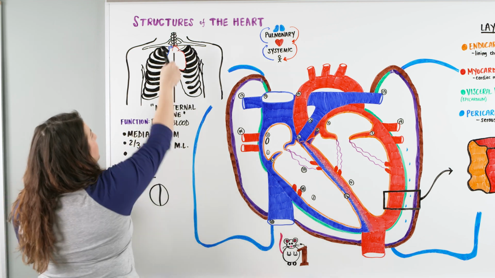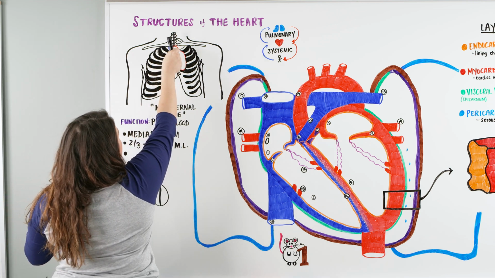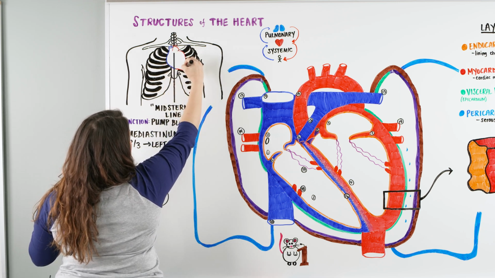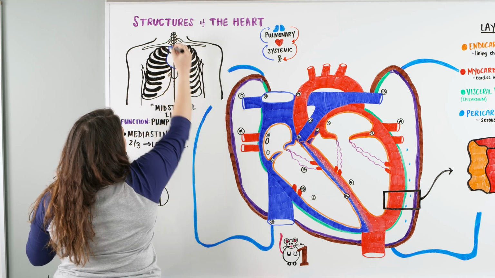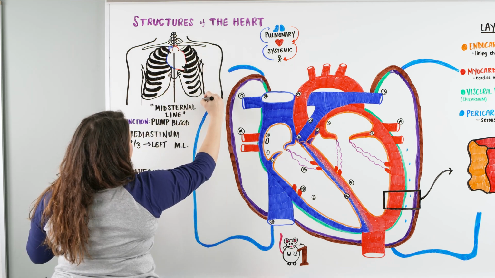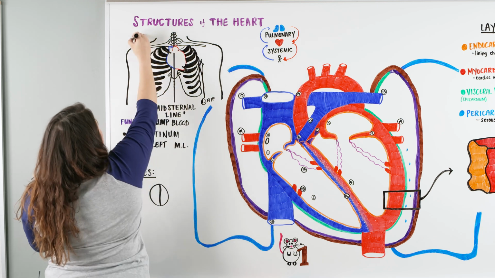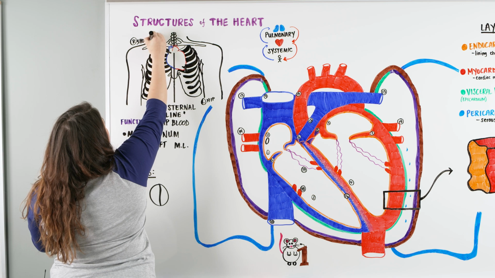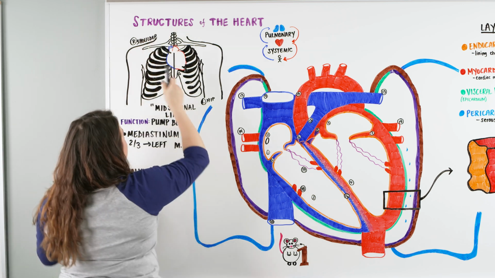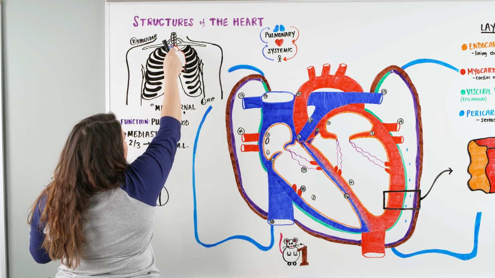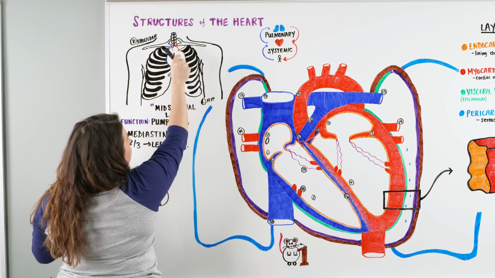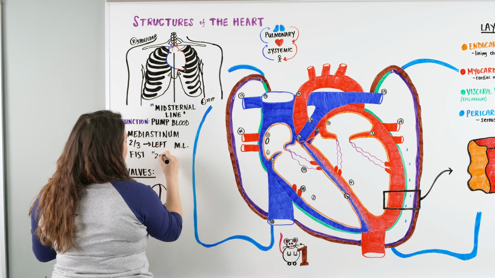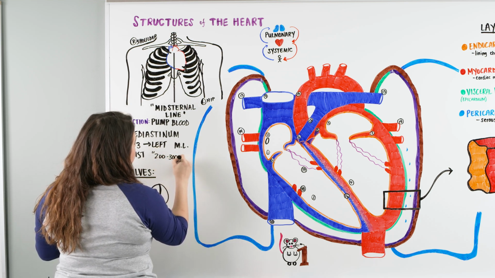Okay? And what you want to also note is that when it's shifted 2/3 to the left, it's also slightly on an angle, with that angle being the apex of the heart here and the base of the heart here. So we have the apex that points to the left hip area, and we have this base to the right shoulder. Okay, so it's to the left, slightly on an angle, and it's about the size of a fist. Typically, that's usually 200 to 300 grams.